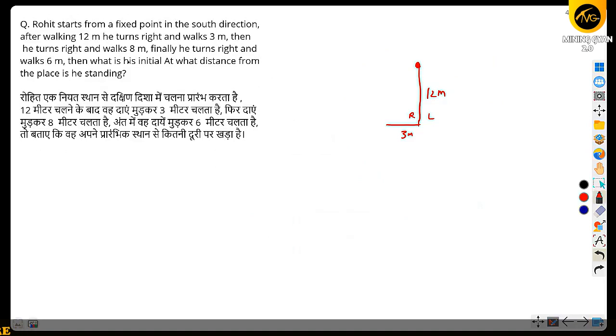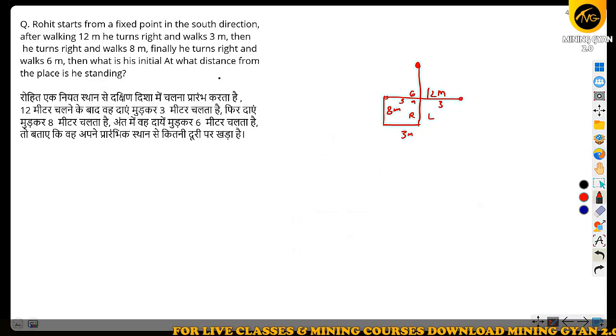Then he turned right and walked 8 meter. So suppose this is right and this one is left. So he turned on right side and walked 8 meter. Finally, he turns right and walks 6 meter. So this is parallel to this 3 meter distance. So it will be 3 and it will be 3. So this is suppose total 6 meter, 3 and 3. Finally, he turns right and 6 meter. Then at what distance from the starting place is he standing?